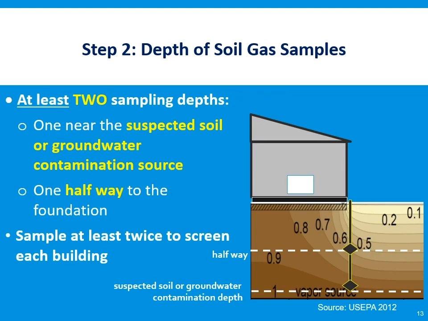Concerning the depth of the building-specific vapor probe, the probe should be screened at two depths. The deeper screen on the probe should be located at the contaminant source, and the other screen should be located halfway between the source and the surface.